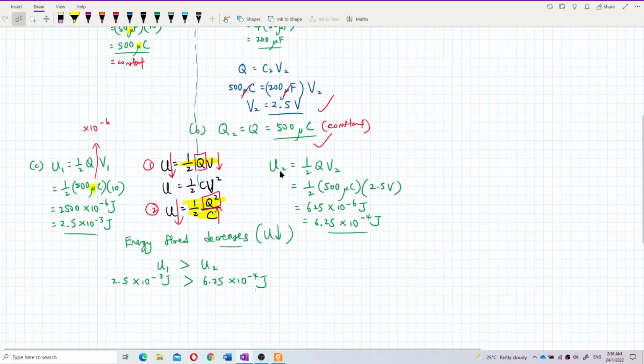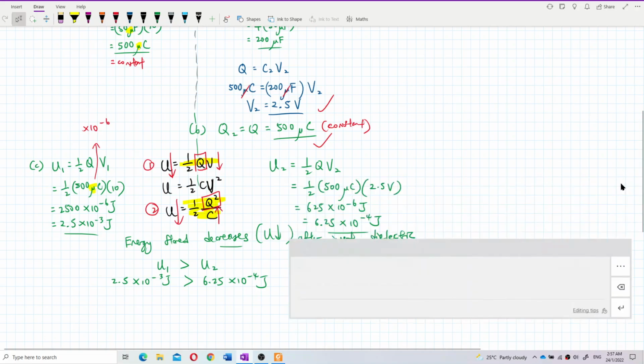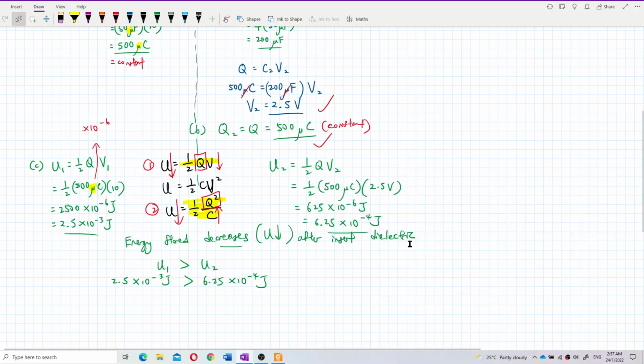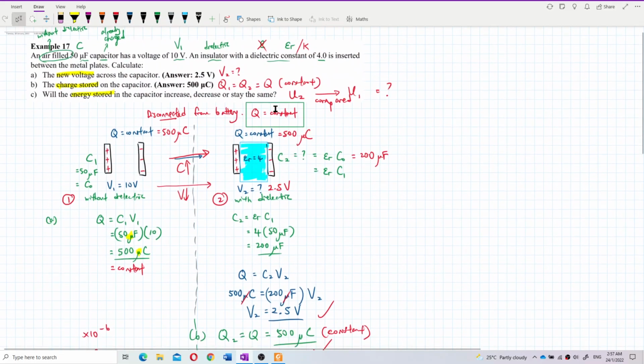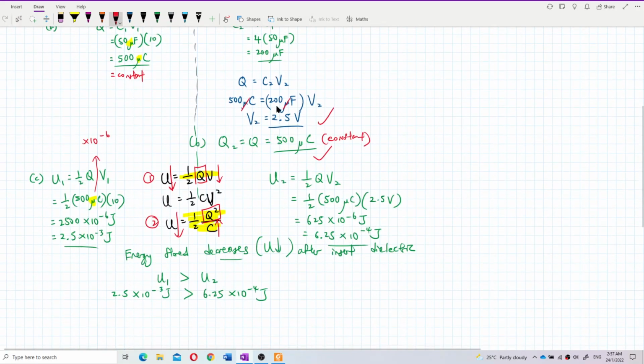It has decreased after you insert the dielectric. After you insert the dielectric, the energy stored in the capacitor decreases to 6.25 exponent negative 4 from 2.5 exponent negative 3. So that's the proof. It's correct, the energy stored is decreased. So okay, that's the answer.